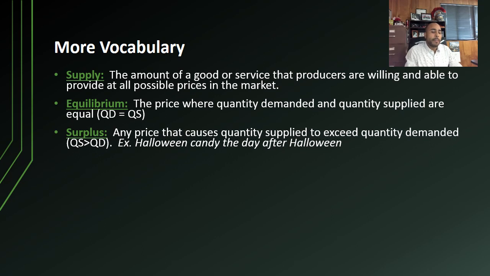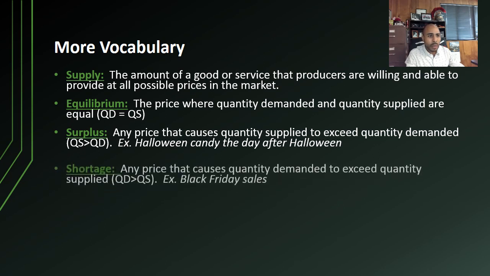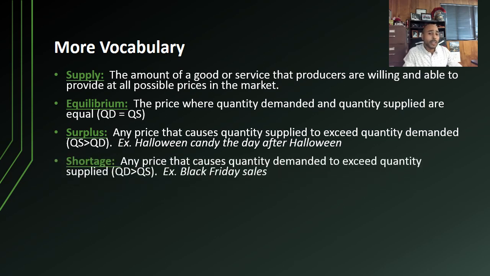Now, next up is surplus. Now, surplus is any price that would cause our quantity demanded and quantity supplied to be mismatched. Surpluses are defined by quantity supplied being greater than quantity demanded. That's why they put Halloween candy on sale the day after Halloween, because the supply of Halloween candy at the store was too high, and so the only way they can get rid of it is to lower the price. That'll increase more demand.